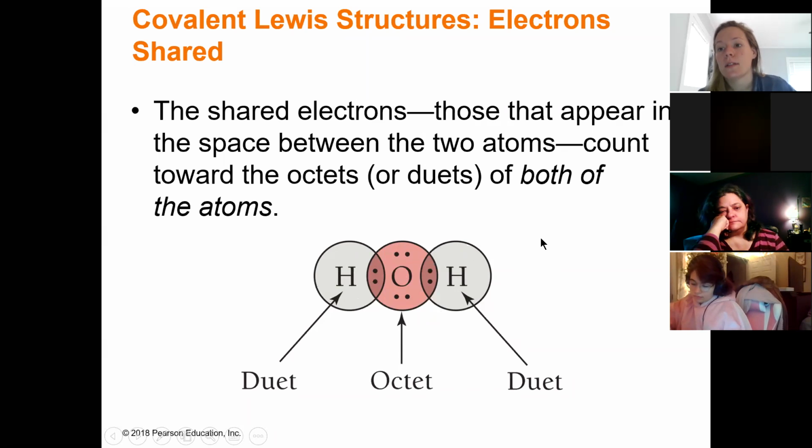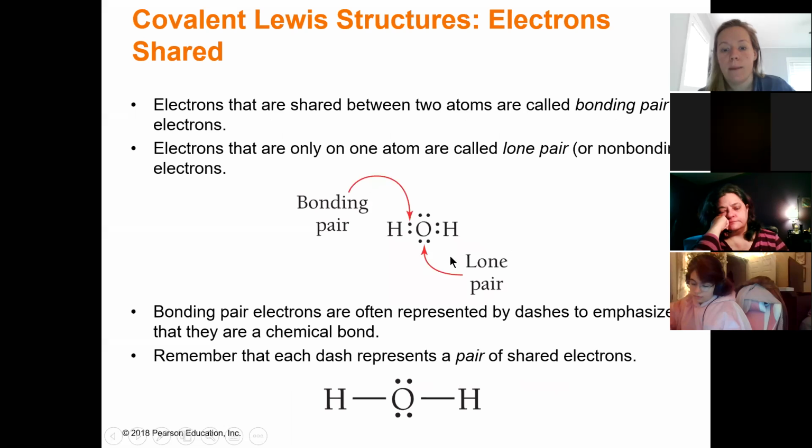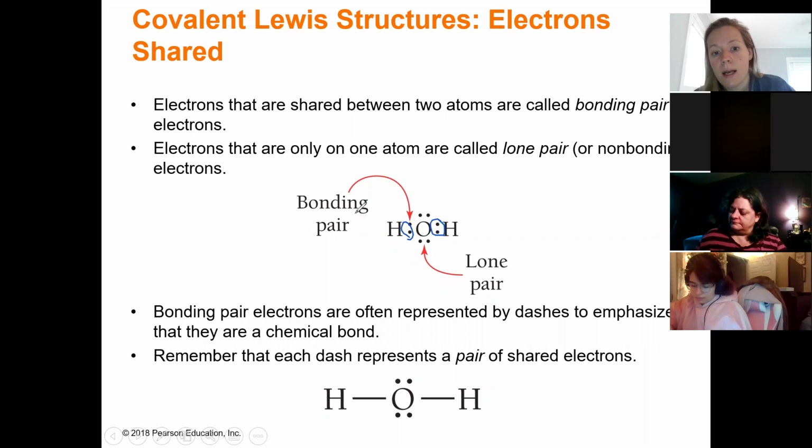And there is an actual system to how you do it, and I will show you that in a little bit. But I do want to identify a couple of points on one of these structures. So the electrons that are being shared are called bonding pair electrons. So these 2 electrons here and these 2 electrons here are called bonding pair electrons. Bonding pair because there's 2 of them.